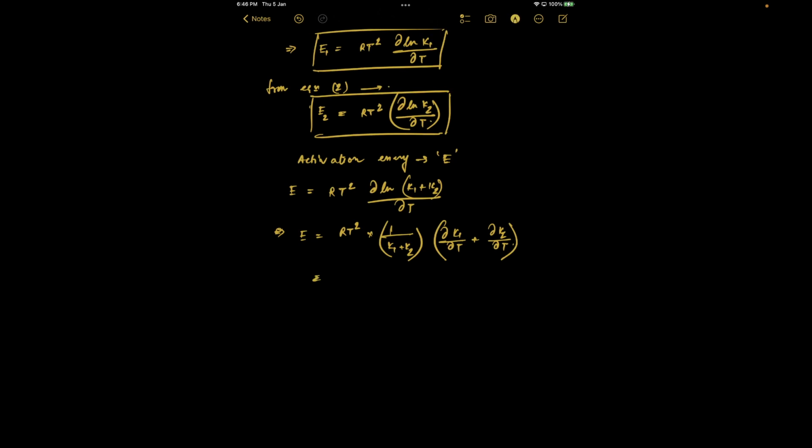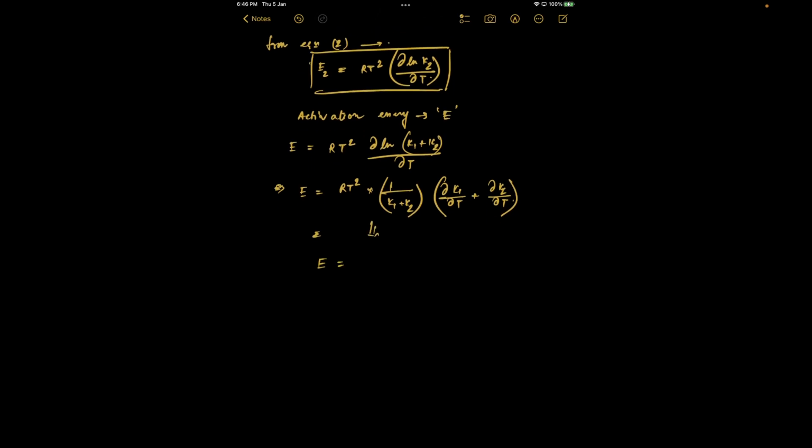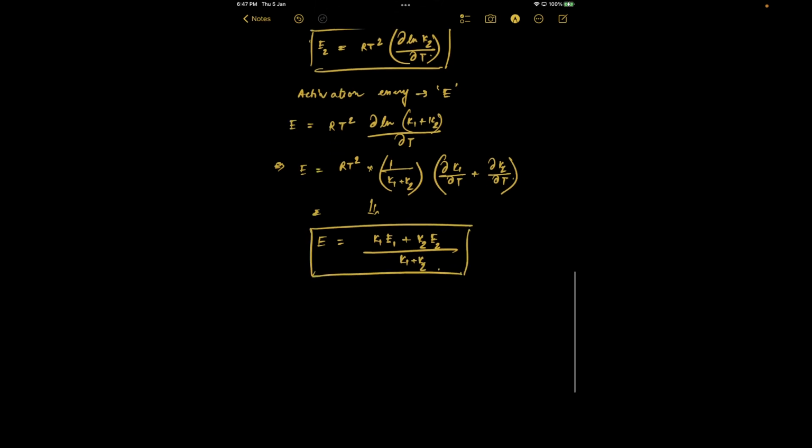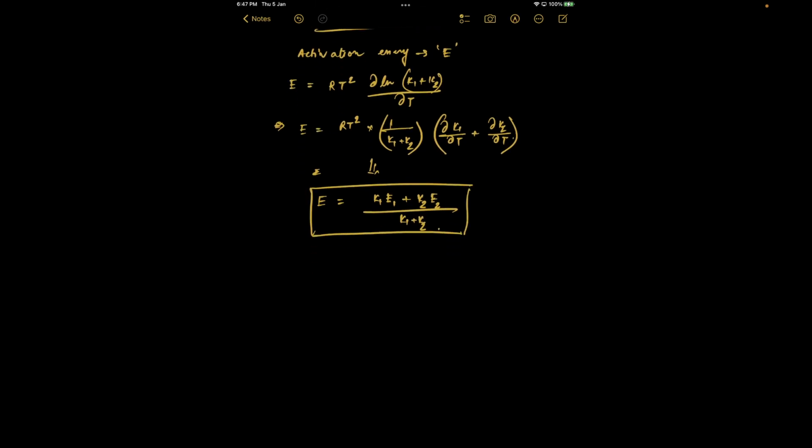So finally, after doing the derivation, you get E equal to K1 E1 plus K2 E2 divided by K1 plus K2. So this is also an important relationship.